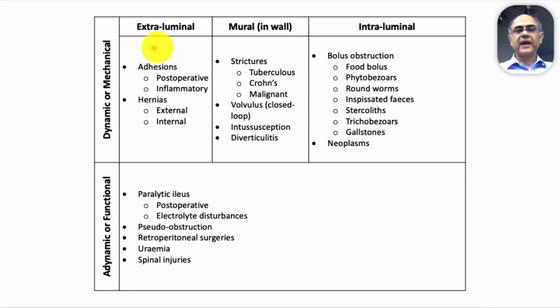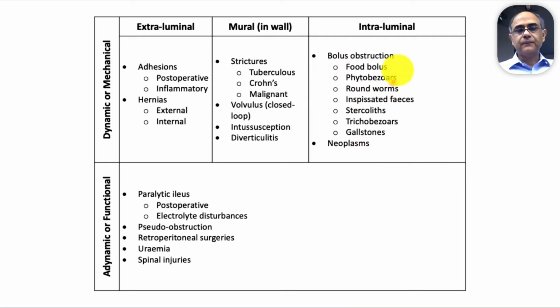Mechanical obstructions can be divided into three categories. Whenever there is a mechanical cause in these tubular structures, the cause can be inside the lumen, which is called intraluminal. Some physical structure is present inside the lumen which is causing the obstruction. The commonest one in the large bowel is neoplasms. The malignancy can physically obstruct inside the lumen of the large bowel as well as any other part of the bowel.